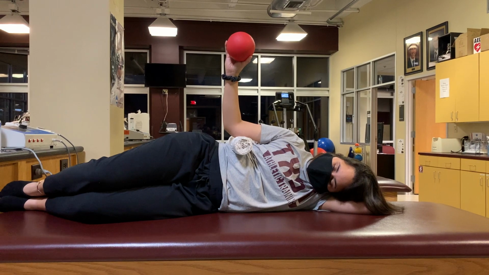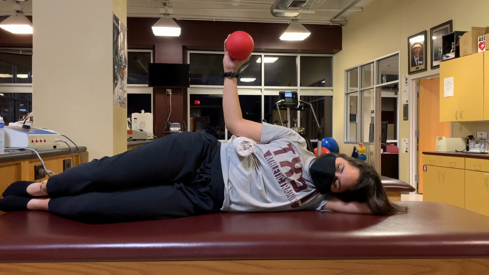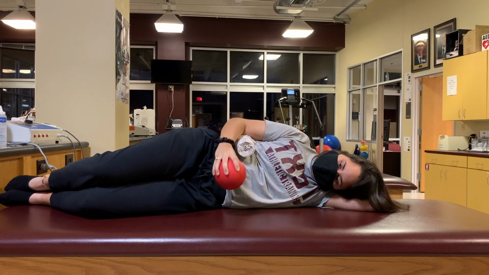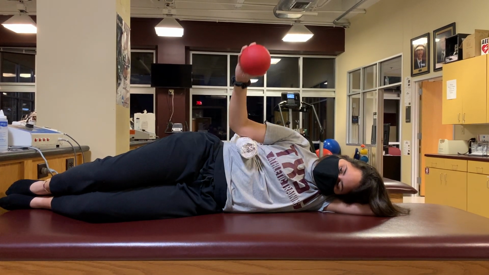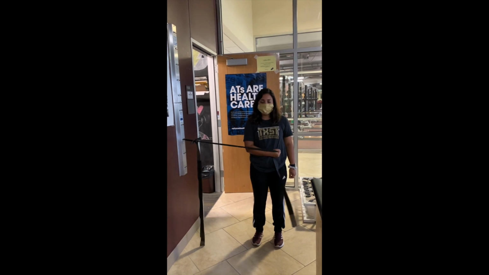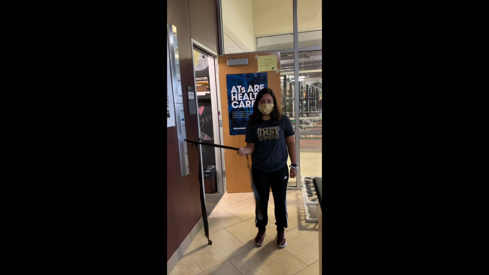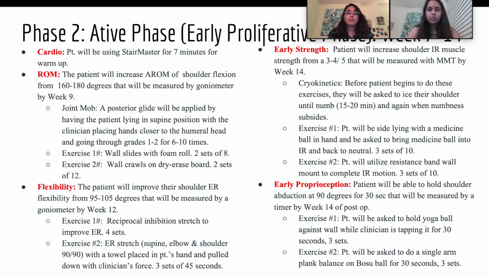Exercise 1 is that the patient will be lying inside with the medicine ball in hand and asked to bring the medicine ball into internal rotation and back to neutral for 3 sets of 10. Exercise 2 is that the patient will utilize a resistance band wall mount to complete internal rotation motions for 3 sets of 10. Our justification for these exercises is that with resistance and weight being applied, it helps increase the strength of their internal rotation muscles.